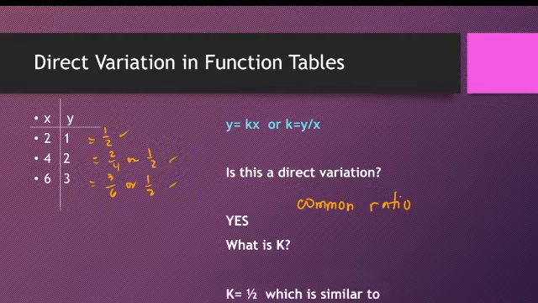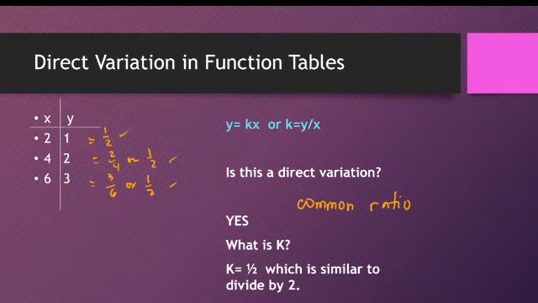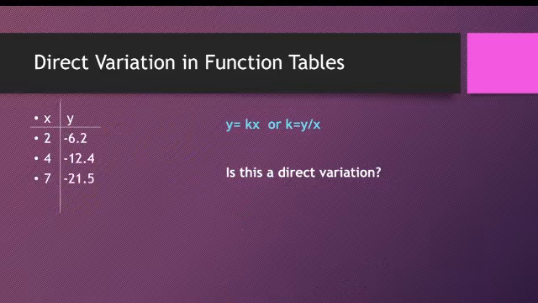Okay, so ang k natin dito is 1 half, which is similar to divided by 2. So ang ating constant of variation is 1/2 in this function table. Okay, let's have this one. We are given negative, yung x and y natin, 2, 4, 7, and then 6.2, 12.4, and 21.5. So I want you to get its ratios. So dapat equal lahat.